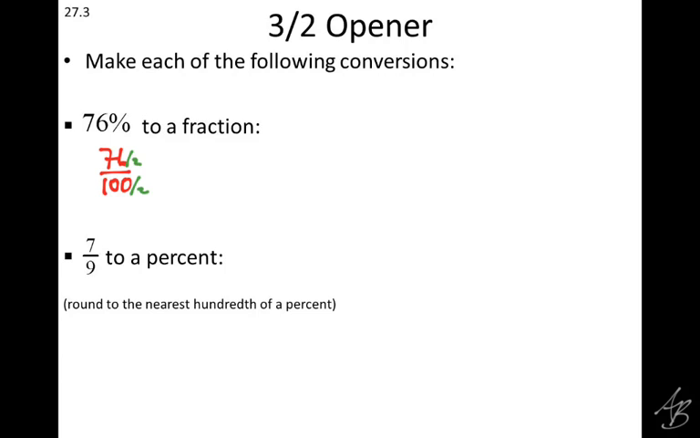And remember, 2 and 5 are the only 2 things we need to check. 2 works here, so we'll do that. 76 divided by 2 is 38. And 100 divided by 2 is 50. Okay, am I done? No, I can reduce that again, right? They're both even, so I know 2 goes into them. 38 divided by 2 is 19, and 50 divided by 2 is 25.